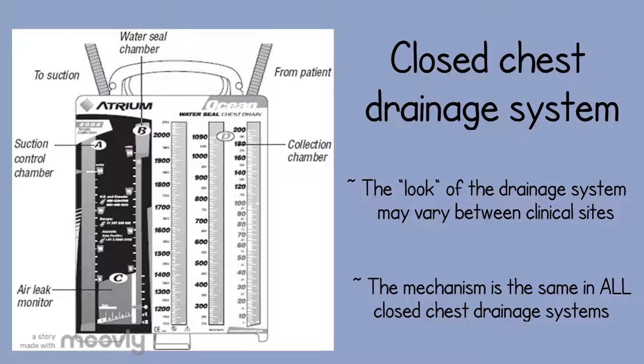To the top right of this picture, you will see where the chest tube enters the atrium from the patient. On the top left of this picture, you will see an area that says "to suction." Suction is only applied if the doctor's orders indicate to do so, otherwise the atrium will be left to water seal. We will discuss suction and water seal and the various other components of the closed chest drainage system at a later time.